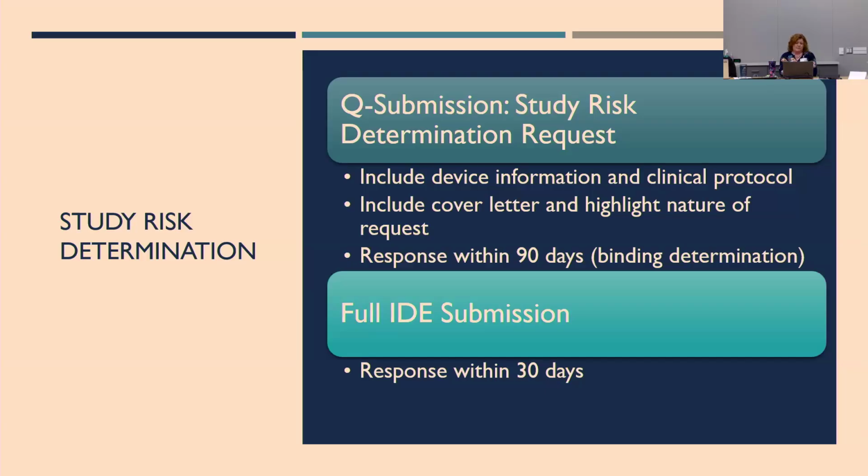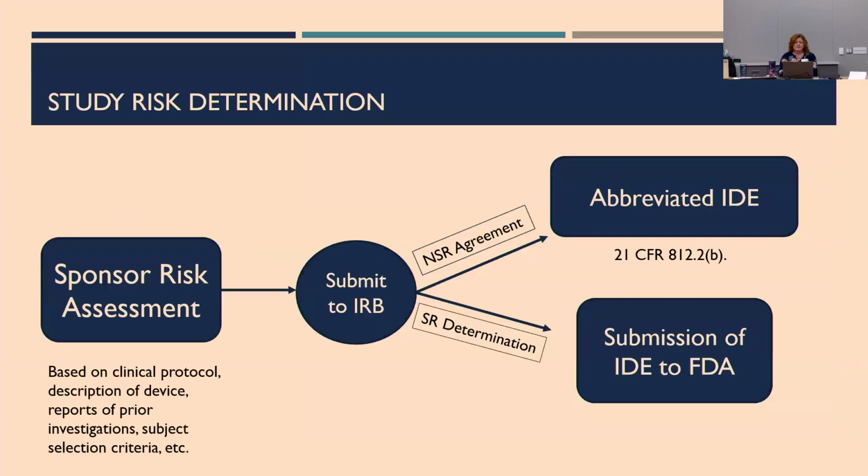So those are the two avenues by which you can get FDA input and feedback, and I've helped in both of these situations for investigators at our site. All right, so this is just another summary slide here, again, just laying it out in a different format. Once the IRB receives that sponsor risk assessment, then if they agree that it's an SR, we've got that abbreviated IDE versus an SR would require a full IDE for the FDA to oversee as well.